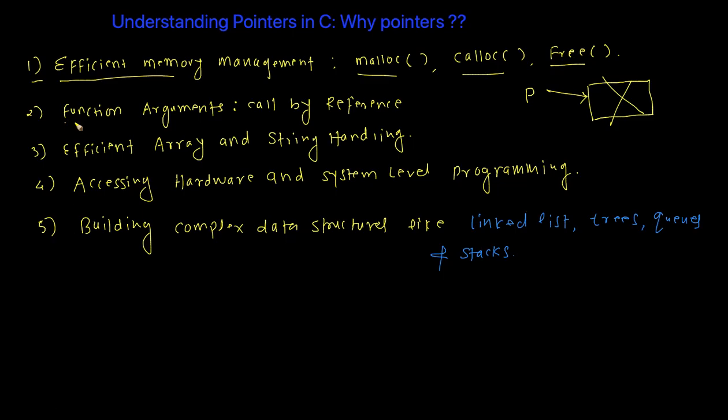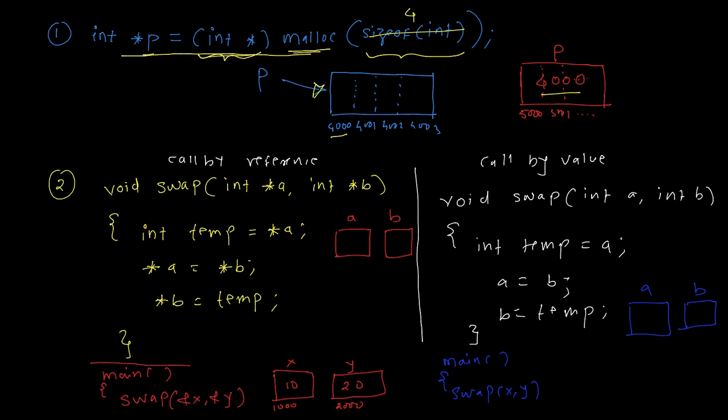The second usage of pointers is for function arguments. Now by default C is a call by value language. That means when you call a function and when we pass some arguments to that function, we are passing the arguments by value. So for example, let's say this is a swap function. It is accepting two arguments. These are called formal parameters of this swap function. And let's say we are calling this swap function from main.